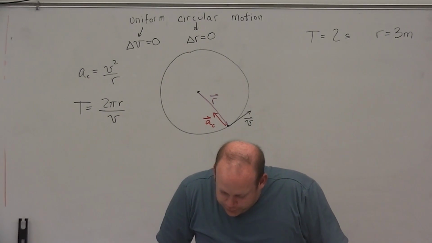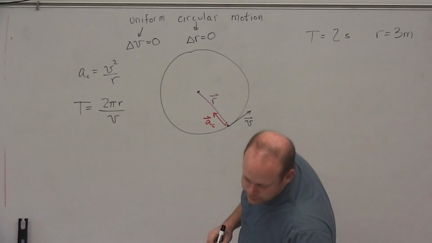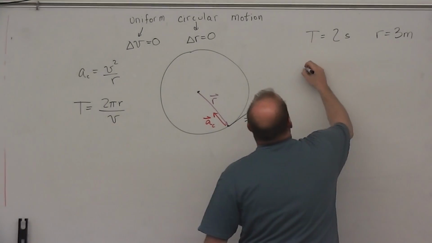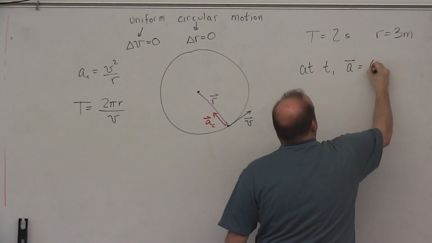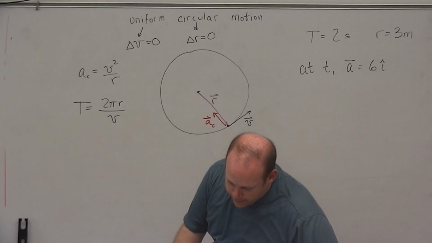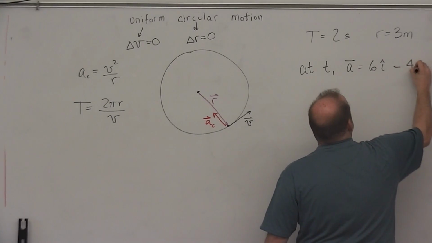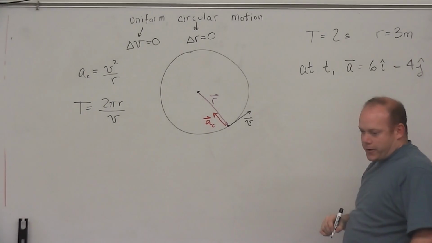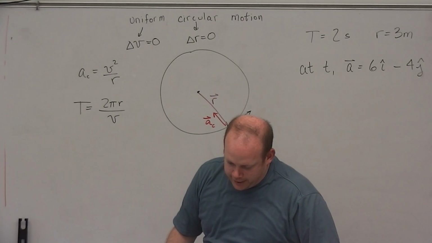At time t equals 1, its acceleration is 6. I'm going to drop units on this. Okay? At t1, the acceleration is equal to 6 i hat minus 4 j hat. The questions are... Mr. Phillips dropped units. Yes, I did. And you'll see why in a moment.